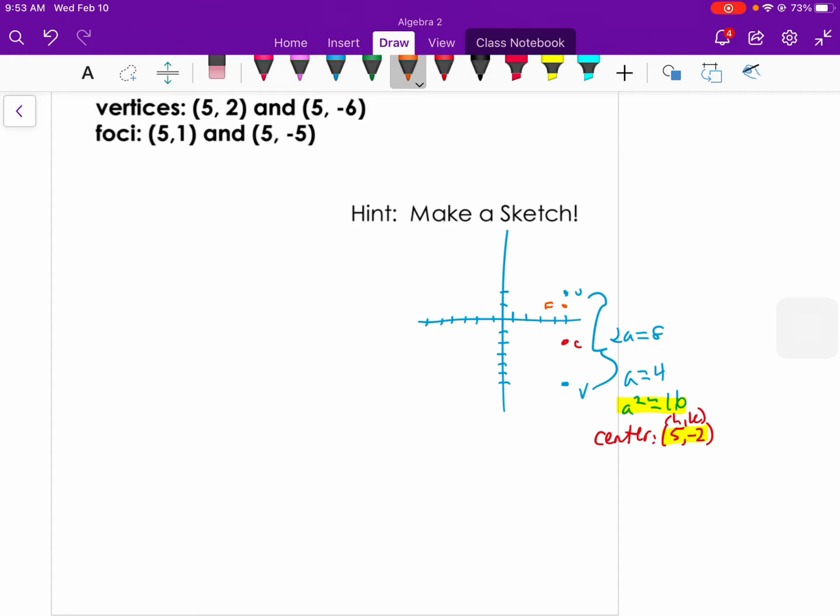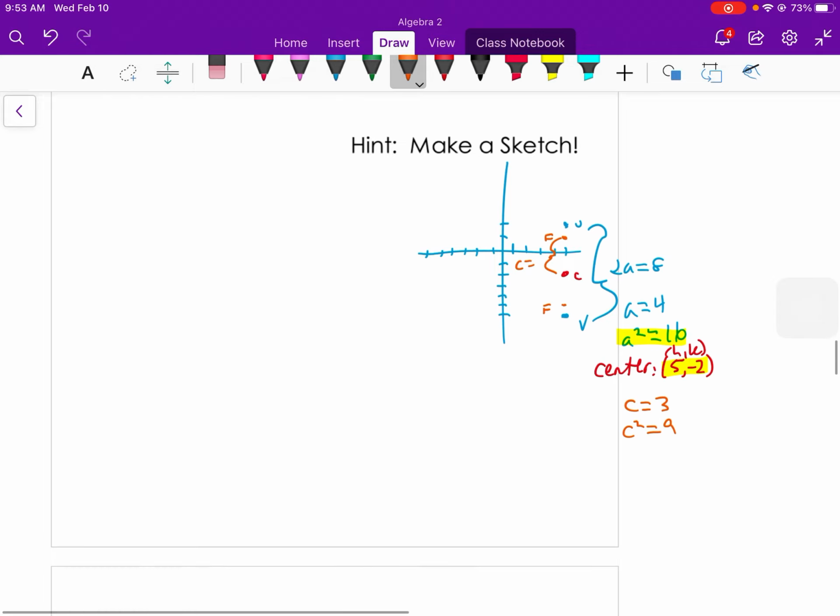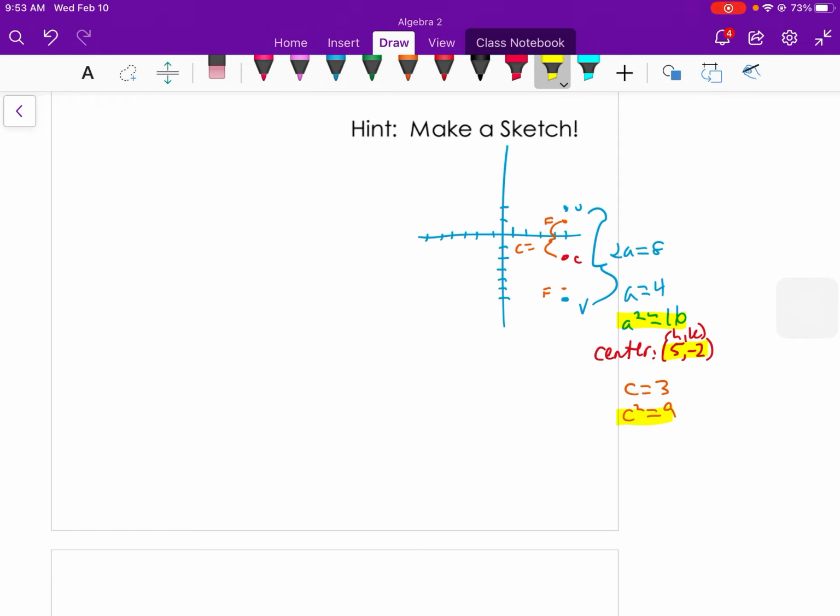The foci are going to be at 5, 1 and 5, negative 5. So you could do that total distance from focus to focus as 2c, or now that we have the center, you could do focus to center. So this distance is going to be c. And it looks like that distance is going to be 3. 1, 2, 3 is what I get. So c equals 3. So c squared equals 9.